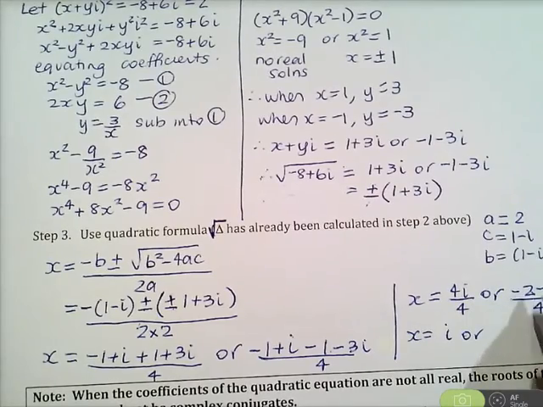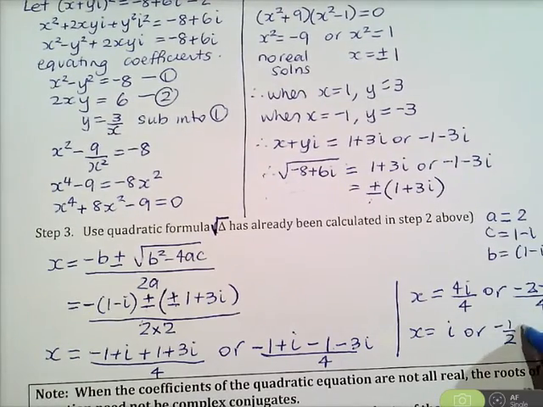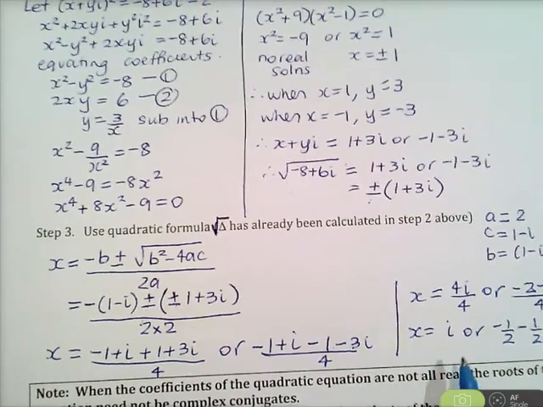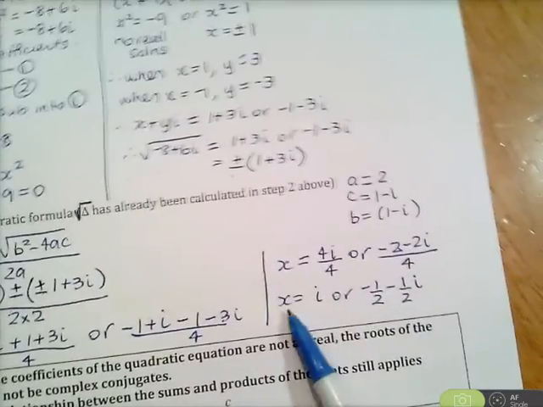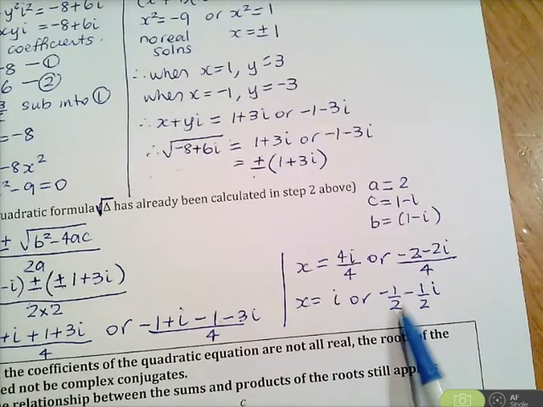So I should be writing it as a complex number. So I've got -2 on 4, which is -1/2, minus 2i over 4 is -1/2 i. So therefore, the question is to solve, this is my solution, x is i, or -1/2 minus 1/2 i.